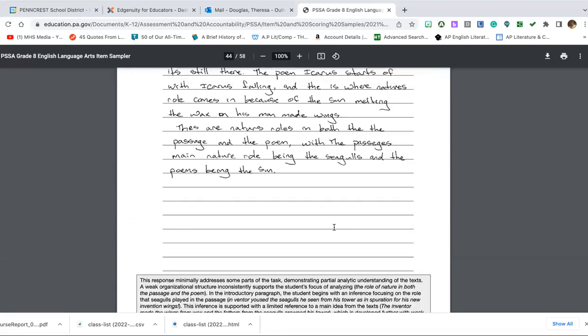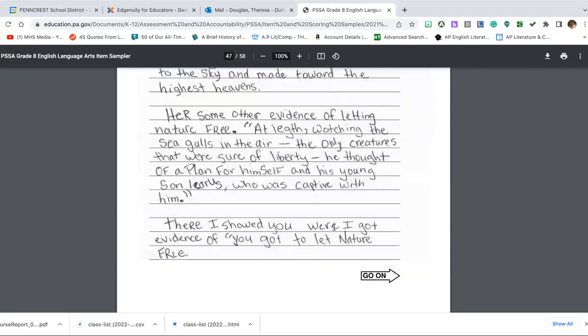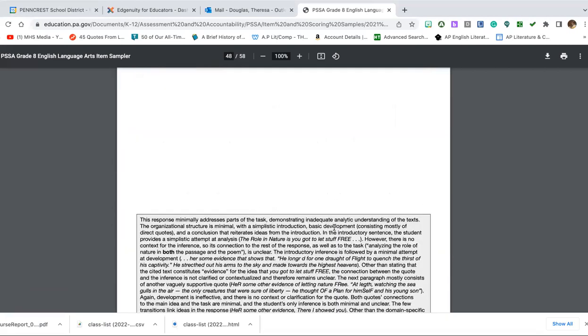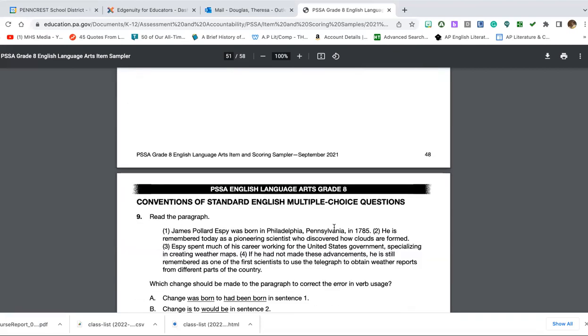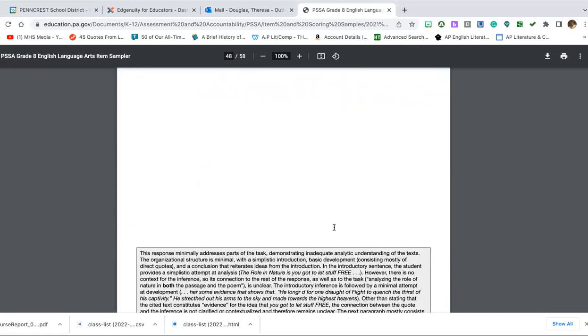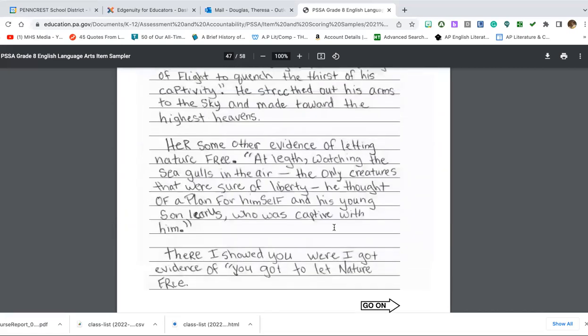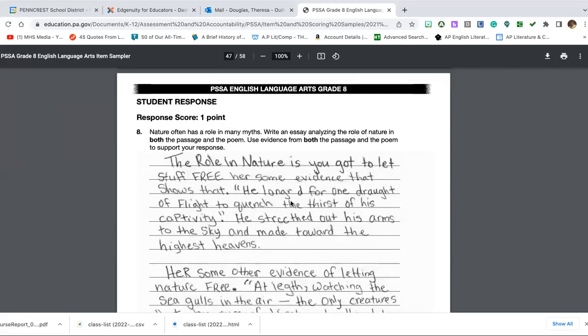And this particular piece got a 2. And this particular piece got a 1. And I'm going to go backwards when I do this, okay? All right, so let's take a look at this one right here. It's a minimal response. So if you notice, this kid got a 1, and here's why.